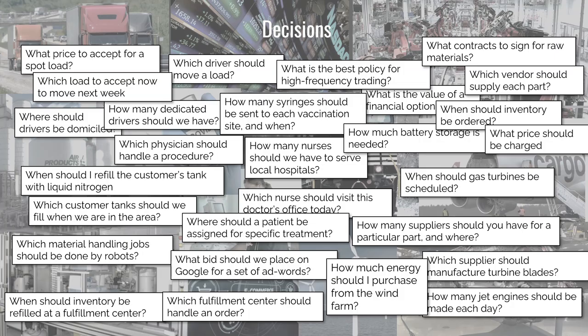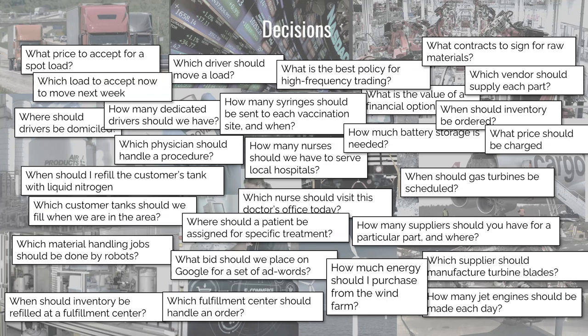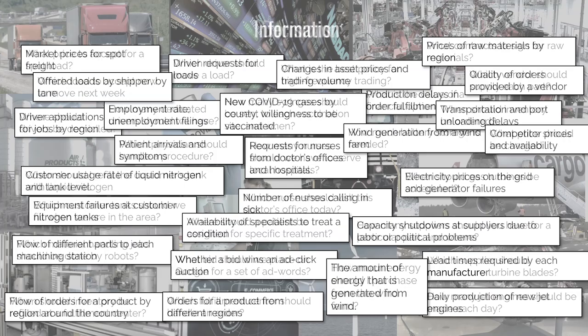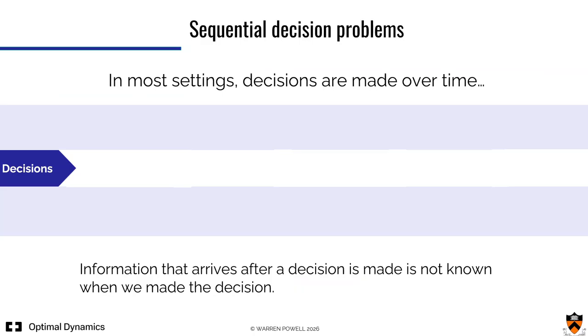But after you make a decision, if you put your eye on any one box, information will arrive that is relevant to the decision but was not known when you made the decision. Let me do this over again. Let's go back, put your eye on any one box, look at the decision being made, and as I step forward, there's the information that arrives that's relevant to the decision that you didn't know when you made the decision. These are all sequential decision problems.